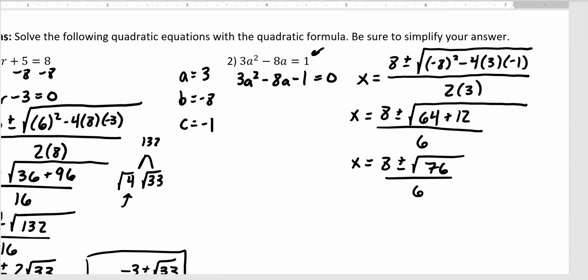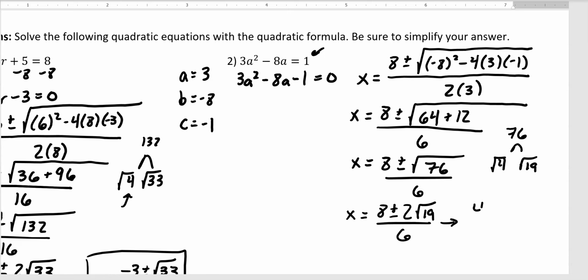divided by 6. Let's think about simplifying 76 here. That's divisible by 4, isn't it? That'd be square root of 4 times the square root of 19, I believe. So that means we'll get x equals 8 plus or minus 2 root 19 over 6. Again, I can take a 2 out of all those. That's pretty nice. When I do that, I get 4 plus or minus the square root of 19 over 3. Voila. Not bad at all.